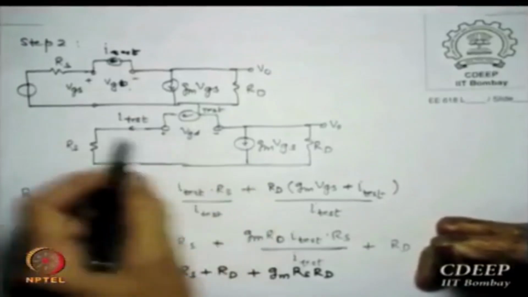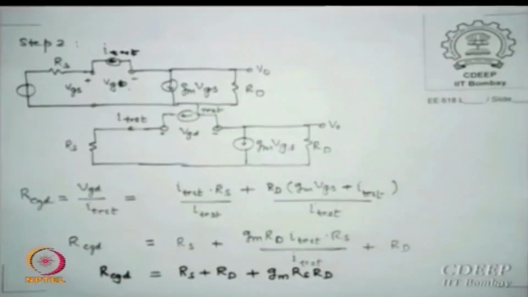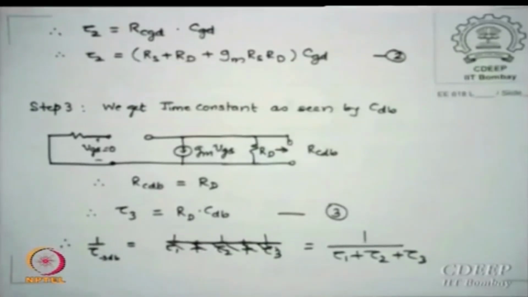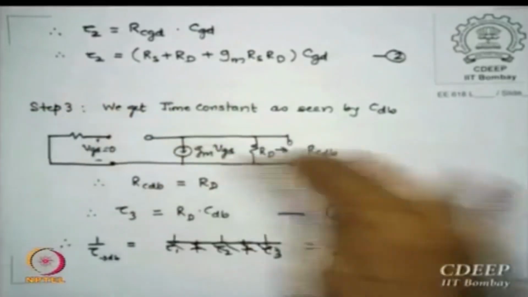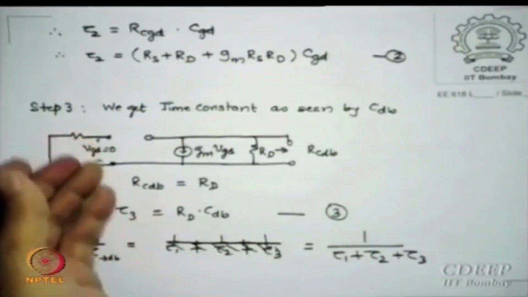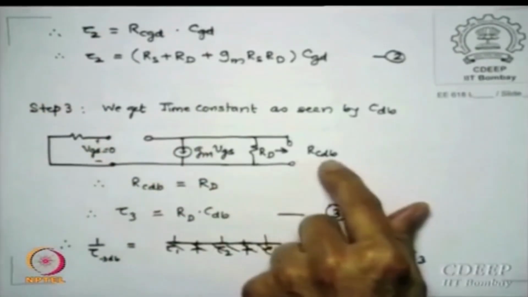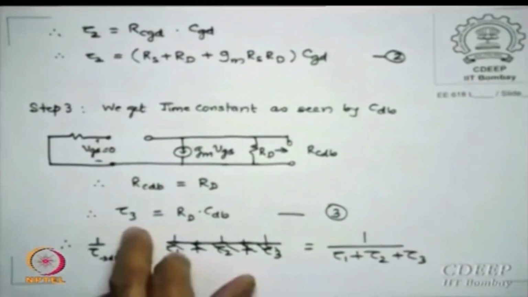Once I put this, then solving the network should be simple. So RCGD is RS plus RD, and so on. Okay, please do it quickly. So tau 2 is RCGD times CGD. So this is the expression for this. Then the step 3. Which is the step 3? Open CGS, open CGD and start looking from the CDB side at what is the resistance seen. You can see since VGS is 0, you have shorted this, the current source is not existing. So resistance seen by CDB is only RD. Is that correct? So tau 3 is RD CDB.